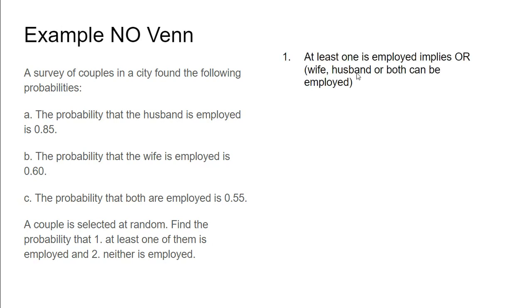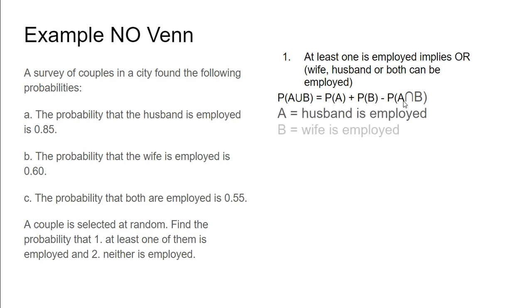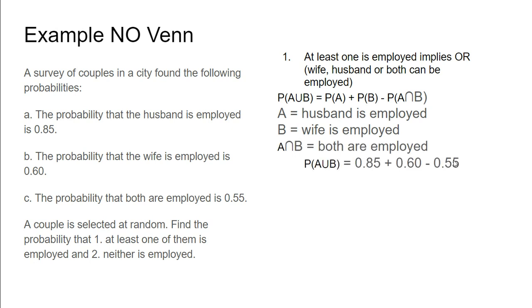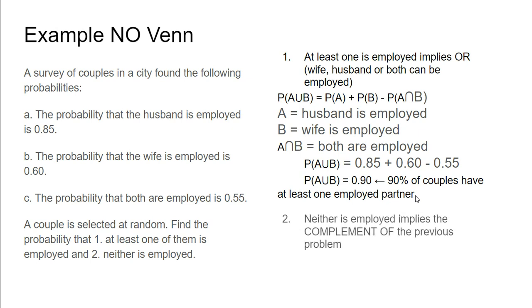So where both are employed, or at least one is employed, we would have P of A union B. So this is a union problem. We have P of A plus P of B minus P of A intersection B. A is husband, B is wife. A intersection B is both. So I would just plug all of this into my equation, and I would interpret this: 90% of couples have at least one employed partner.